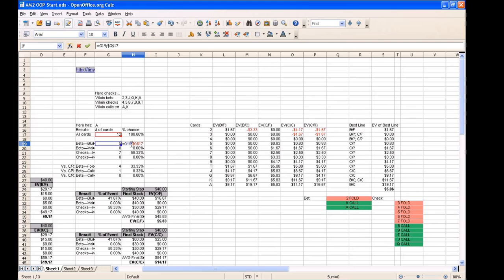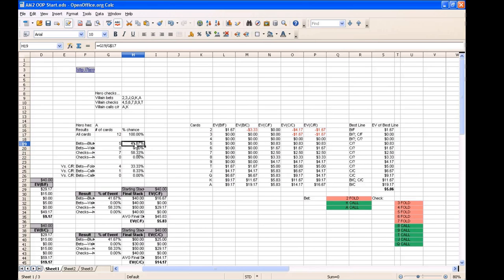Now, what you can also do is only use one dollar sign. The dollar sign locks it in one direction, but not the other. So in this direction, we want it to stay at 17, but since we're dragging it down, we don't necessarily care about the column. So we can only use the dollar sign for 17 if we'd like. And as you can see, it still locks it in.